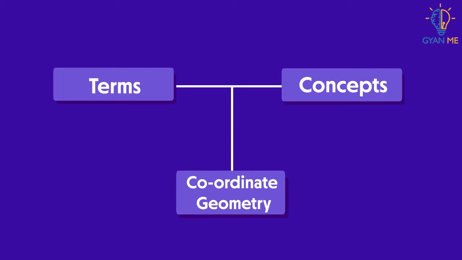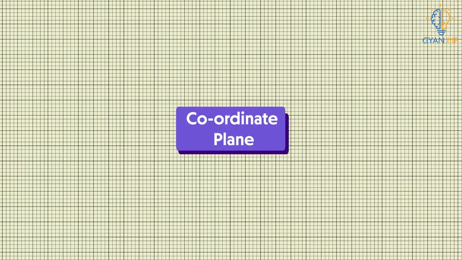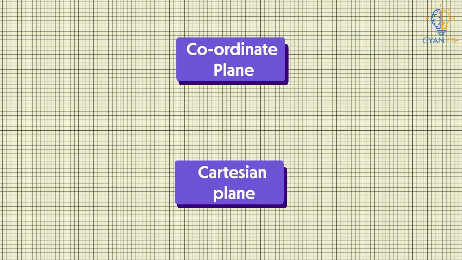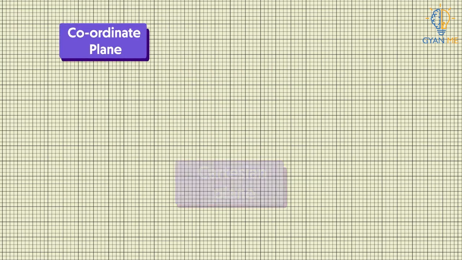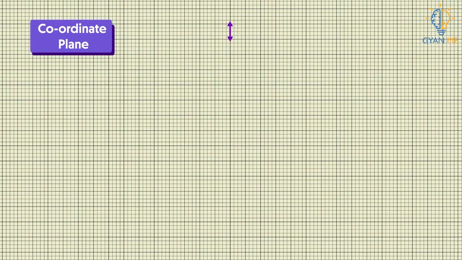Let us first see the terms related to coordinate geometry. First is the coordinate plane, which is also known as the Cartesian plane. A coordinate plane is a two-dimensional area formed by the intersection of a vertical number line and a horizontal number line. Both these number lines are perpendicular to each other.